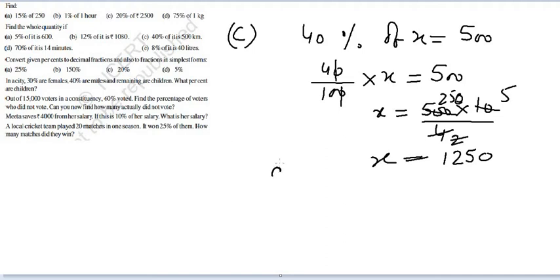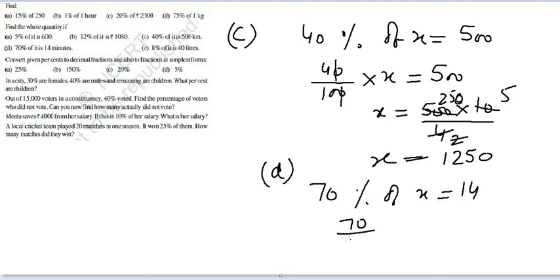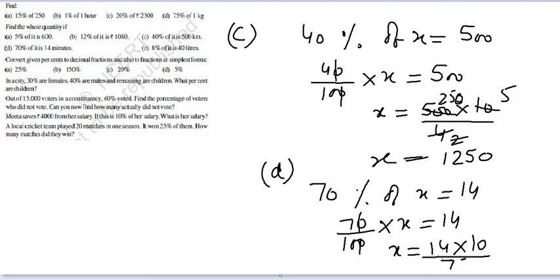Similarly, we can do for D part also. I am explaining each and every part, so you don't feel any difficulty whenever you are practicing this part. 70% of X equals to 14 meters. So 70 upon 100 into X equals to 14. 0 cancels 0. X equals to 14 into 10 upon 7. 7 twos are 14, so 2 times 10 is 20. So 20 is the answer for the D part.